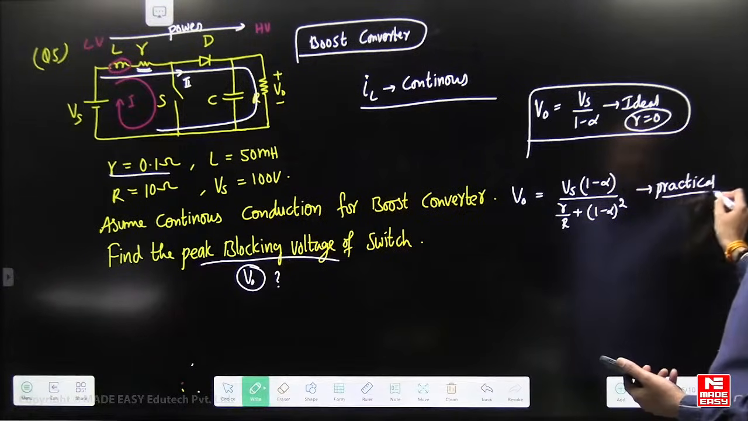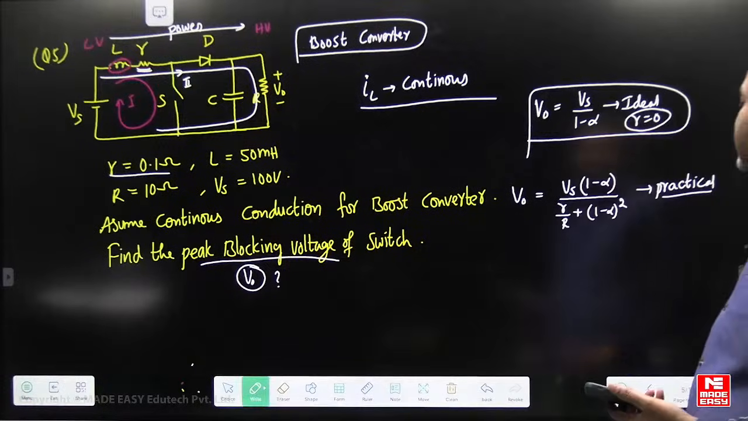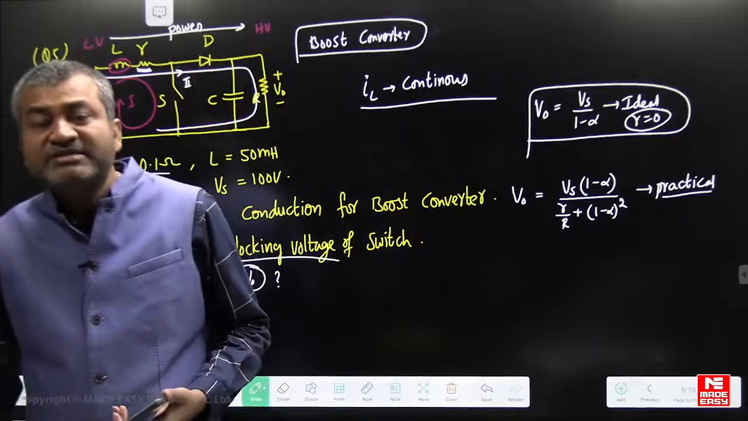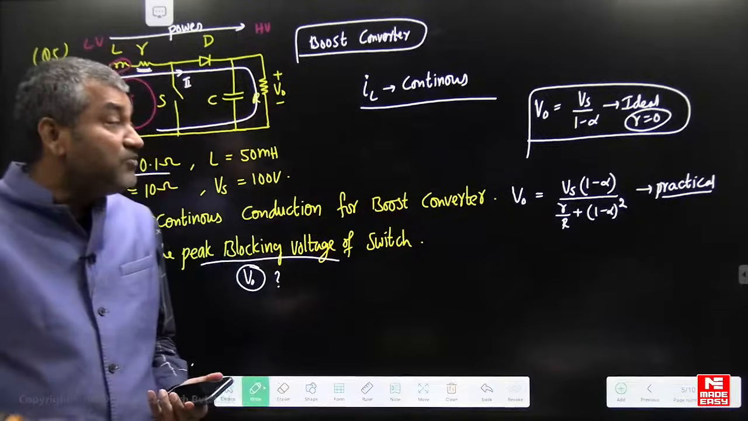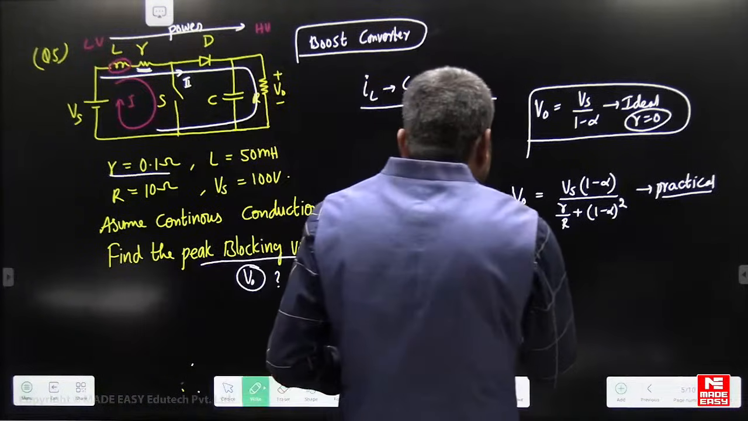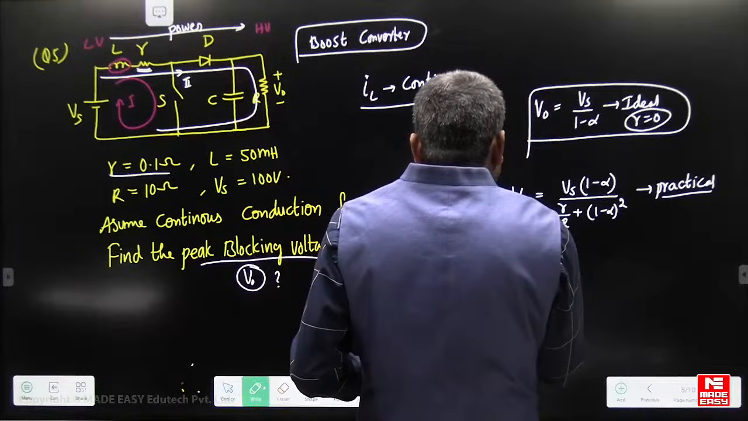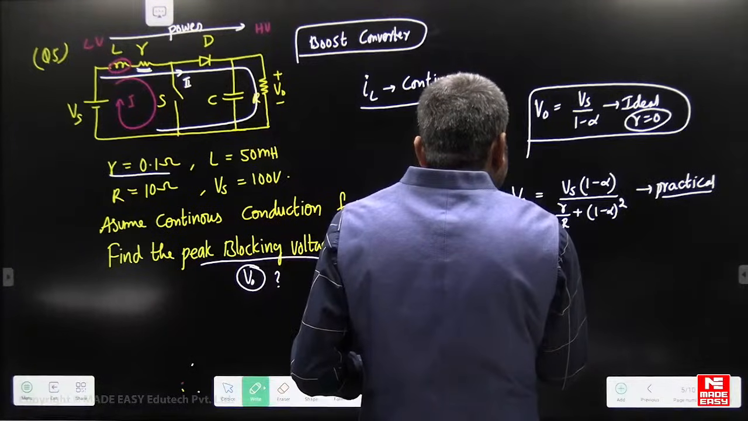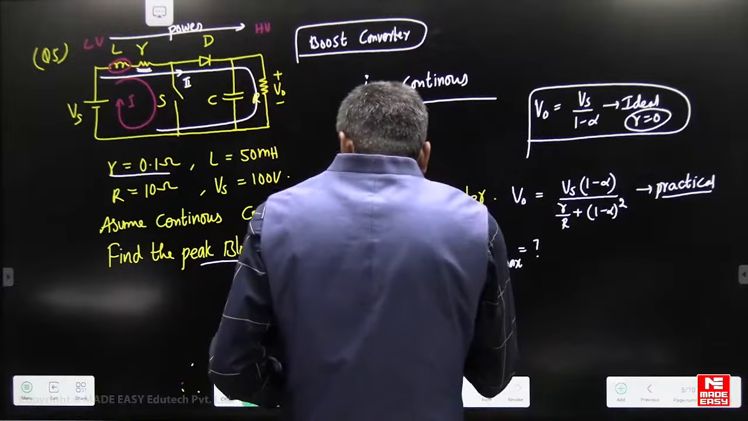Practical case considering the resistance of this inductance. Now we have to find out the peak blocking voltage, which means the maximum voltage. What is the condition for maxima here? We have to find out the maximum voltage. So what is the condition for maxima here?